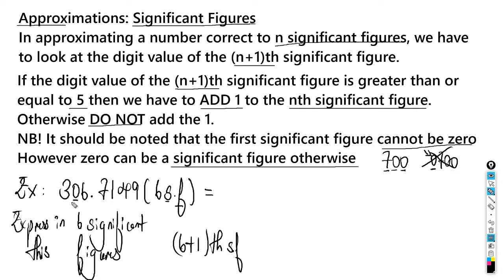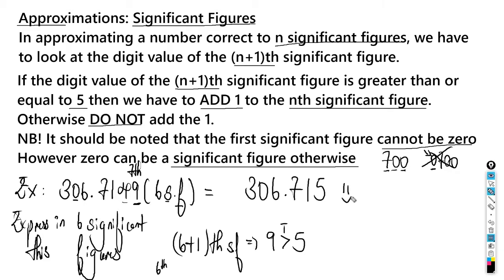And we're going to look at the 1, 2, 3, 4, 5, 6, 7th. This is the 7th significant figure, and it's a 9. Is 9 greater than or equal to 5? True, yes it is. So what we have to do is add 1 to the 6th significant figure, which is 4. So the answer is going to be 306.715. Awesome, guys.